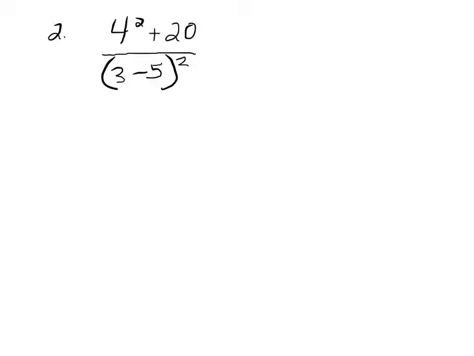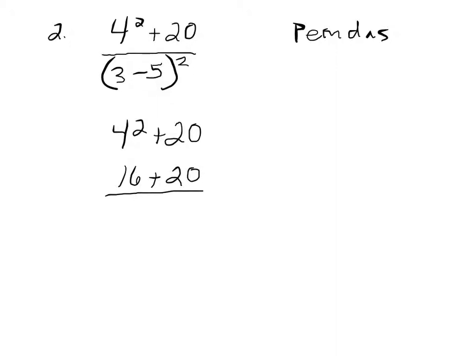Okay, my next problem has a fraction in it, and the fraction bar is actually considered a grouping symbol. What that means is I have to get the numerator down to one number and the denominator down to one number. So I'm going to work with the numerator first. And I've got 4 squared plus 20. So I've got addition and exponents, and I have to do exponents first. So 4 squared is 16. 16 plus 20. And remember, I still have that over 3 minus 5 squared.